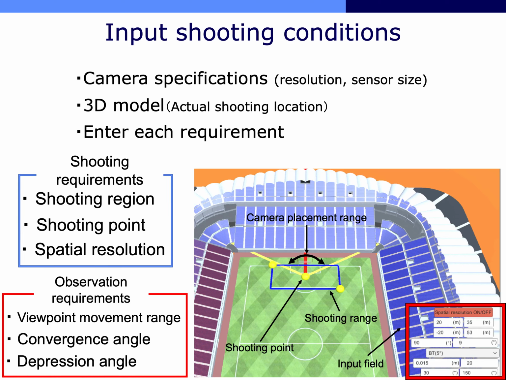Finally, each requirement is entered numerically in the entry fields as shown at the bottom right of the figure. These requirements include the area of the field to be shot, the spatial resolution of the image, the area on the stadium where the camera will be placed, and the angle from which the image will be shot. The blue rectangle at the right is the area to be photographed, and the center of the rectangle is the shooting point.